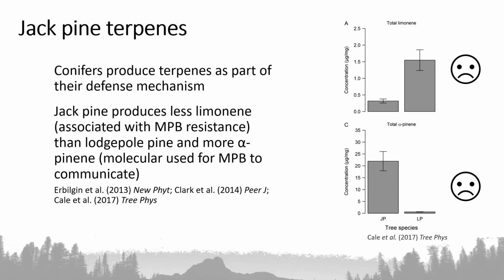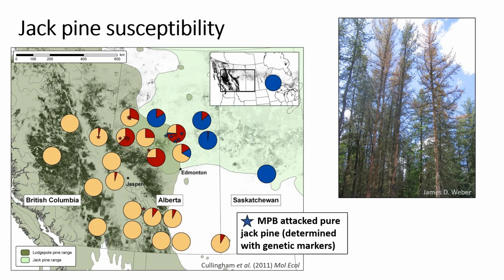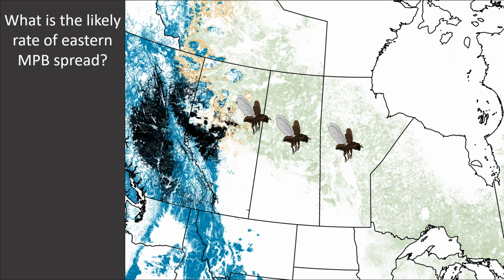These differences likely exist because lodgepole is an evolved host with mountain pine beetle, and jack pine is a naive host. The second part that I contributed to was identifying jack pine on the landscape in a natural stand that had been attacked by mountain pine beetle. Using genetic markers, we were able to identify trees in the hybrid zone that were pure jack pine. The picture on the right is some of those trees that were successfully attacked. So jack pine is susceptible to mountain pine beetle.